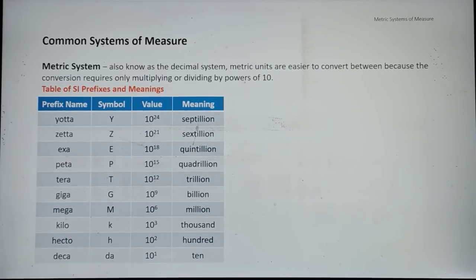Tera with the value 10 raised to 12 and means trillion times the base unit. Giga with the value 10 raised to the 9 and means billion times the base unit. Mega with the value 10 to the 6 and means million times the base unit. Kilo with the value 10 to the third power and means 1,000 times the base unit. Hecto with the value 10 to the second power and means 100 times the base unit. Deca with the value 10 to the first power and means 10 times the base unit.